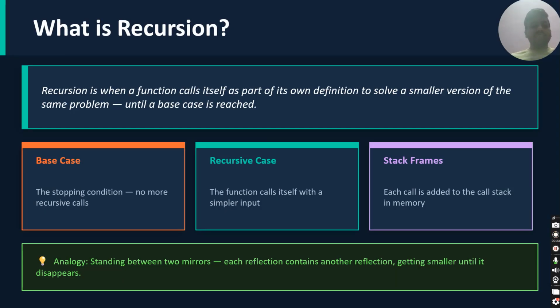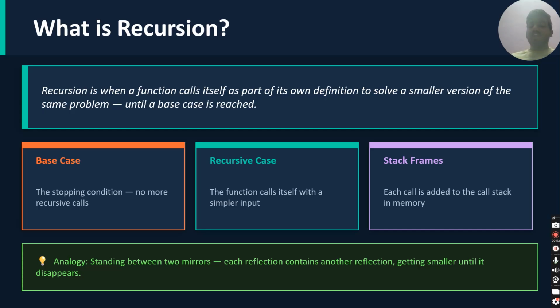So as I already mentioned, when a function calls itself as a part of its own definition to solve a smaller version of the same problem until the base case is reached, it is called recursion. So let us know what the base case actually is. The base case is a condition where the recursion stops and no more recursive calls are allowed. So what is the recursive case? The function calling itself with a smaller input is called the recursive case.